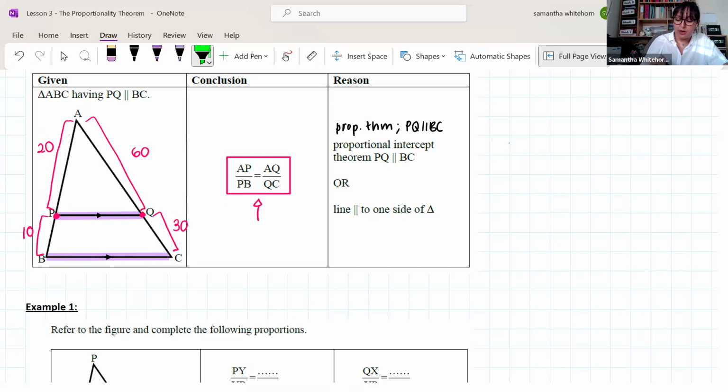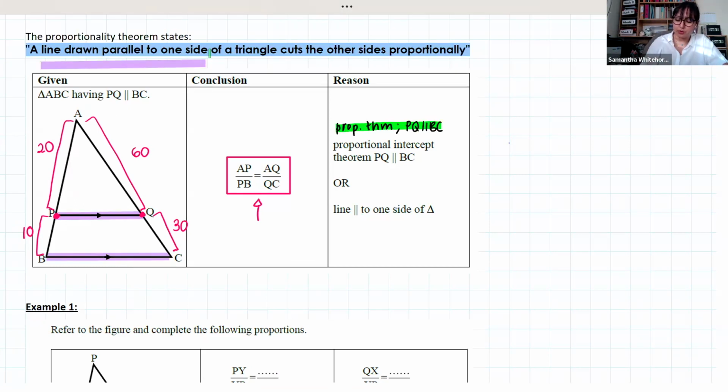And then you state your parallel lines. Option two is just saying line parallel to one side of triangle. You do you. At the end of the day, whichever one makes more sense for you. I feel like I use prop theorem a lot. I'm now questioning myself because I go between the two. I feel like I use prop theorem most, but if you say line parallel to one side of triangle, absolutely fine. So either of those two reasons, perfectly acceptable, whichever one works best for you.